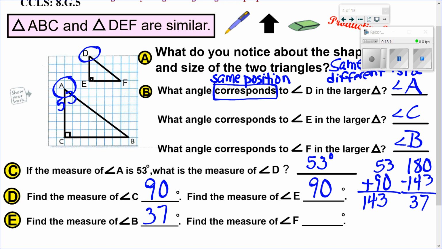So if angle B is 37, who corresponds to it is angle F. They want to know what is the measure of angle F, and it is 37 degrees.